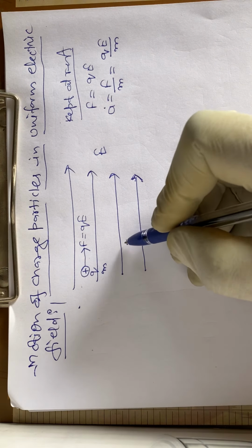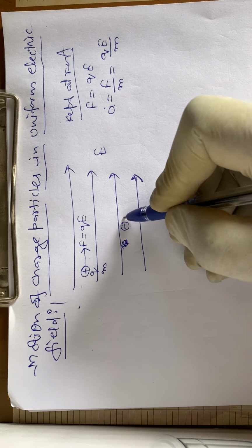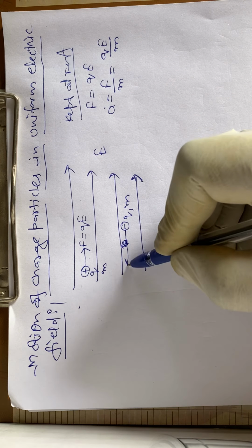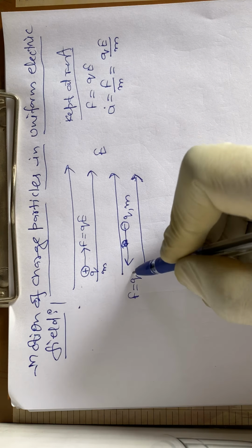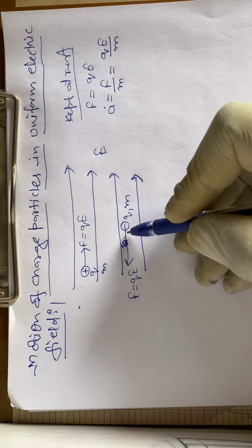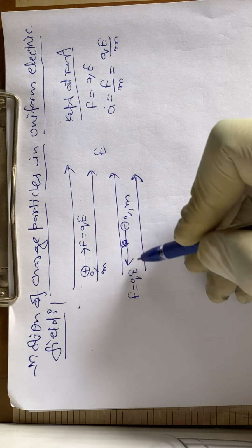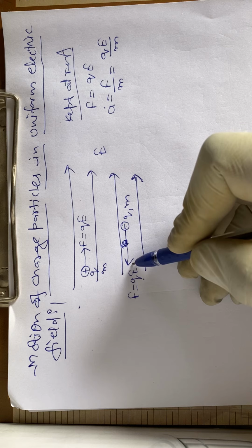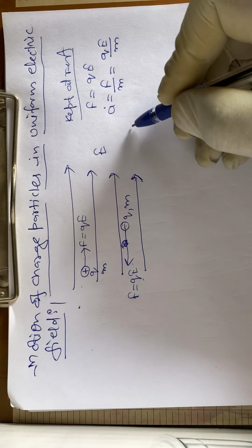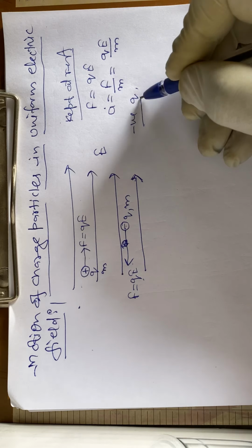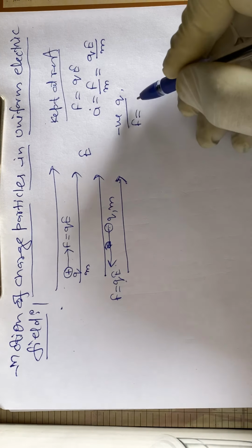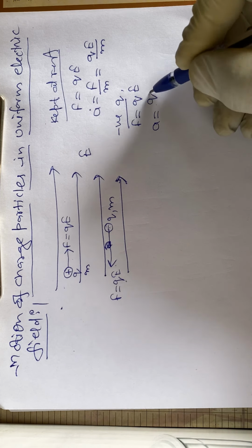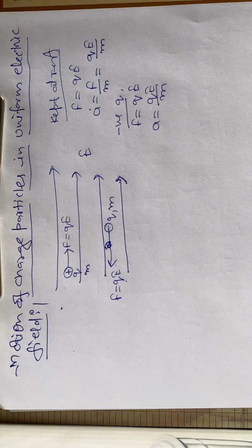On the other hand, if you have a negative charge, minus Q, having mass m placed in a uniform electric field, it will experience a force opposite to the direction of the electric field. You don't have to write here that the force equals minus QE. You write force in the opposite direction. This negative charge will again experience the same force QE, but it will accelerate in the opposite direction of the electric field.